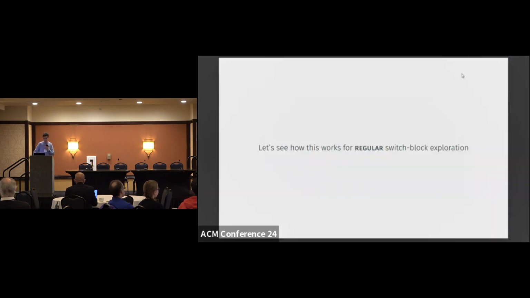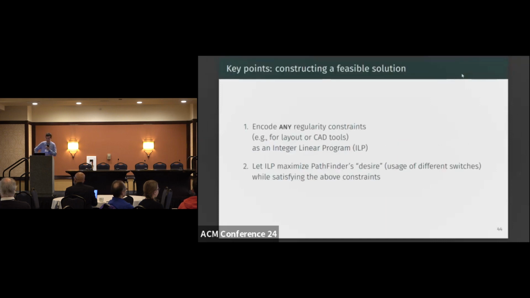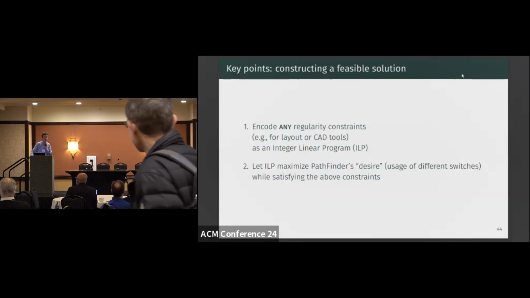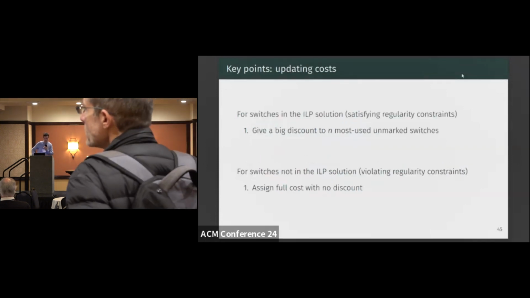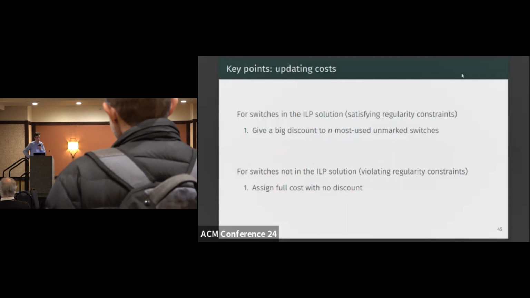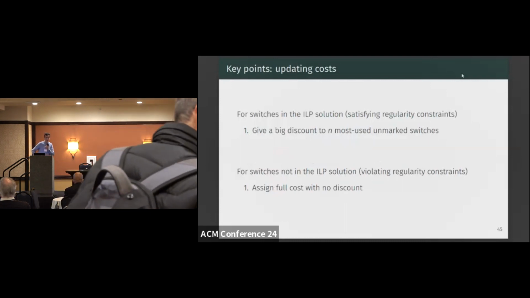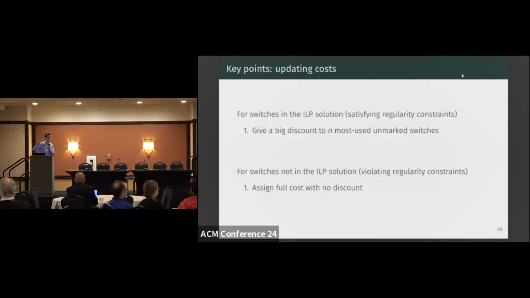So let's see how this looks for us. Well, the important points are that we can encode almost any regularity constraints that are needed for layout or catalog reasons as constraints of an integer linear program. And then we simply let the ILP solver maximize the desirability towards certain switches expressed by the router previously, while satisfying the above constraints. The cost update is almost the same as before. So we give a big discount to the n most used unmarked switches that are part of the ILP solution, hence known not to violate the constraints that we set beforehand.